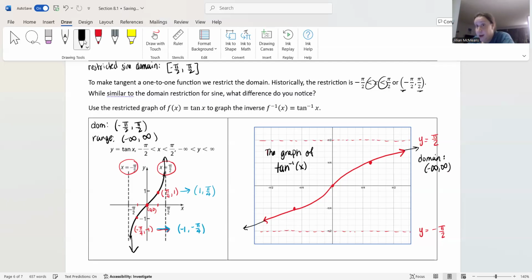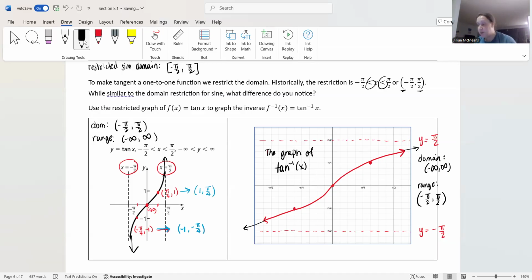And then my range, so if I'm going up and down, my range is negative pi over 2, comma, positive pi over 2, but I can't include either of those values because I have an asymptote situation. So domain is negative to positive infinity, and the range is negative pi over 2 to positive pi over 2, not including the endpoints. And if you look at the tangent function compared to the inverse tangent function, the domain and range have flip-flopped.